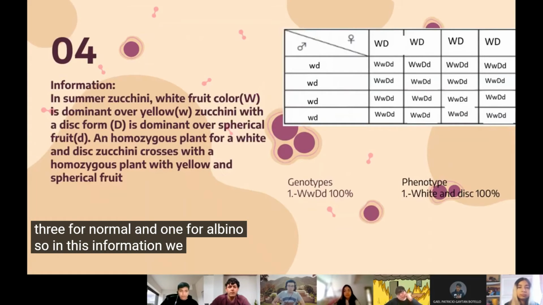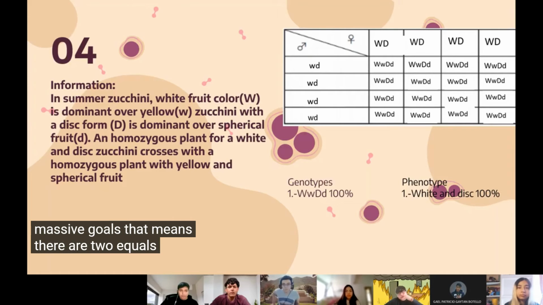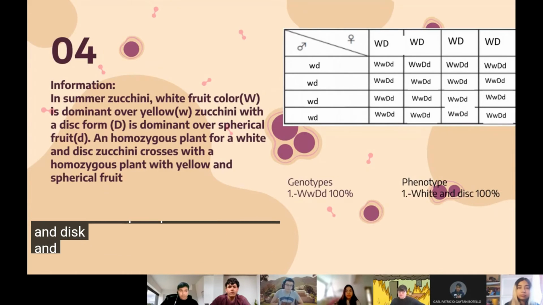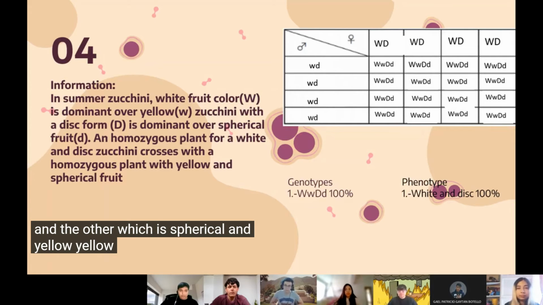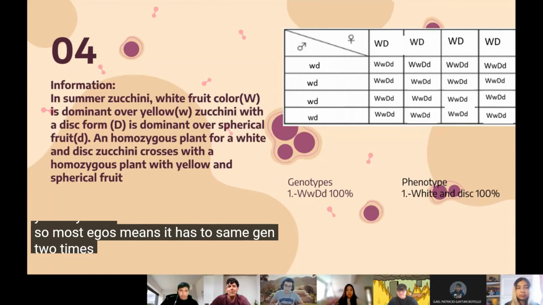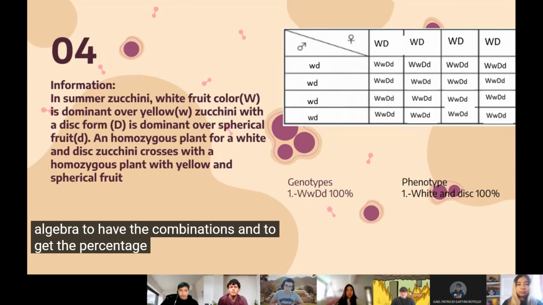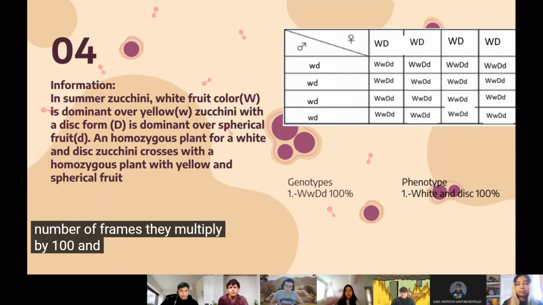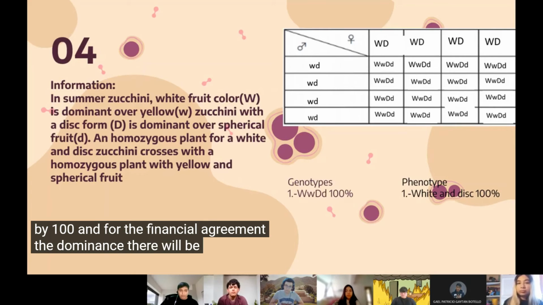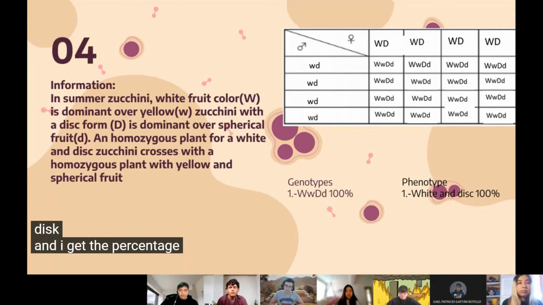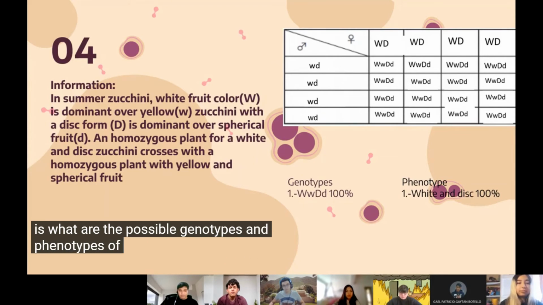So in this information, we have two homozygotes. That means there are two equal pairs, which are white and disc, and the other which is spherical and yellow. Homozygous means it has the same gene two times. What I did to get the combination was to multiply as in algebra to get the combinations and the percentage. For the genotype, I count all the times it appears and divide by the total number of frames, then multiply by 100. And for the phenotype, I grab the dominant variables, white and disc, and I get the percentage. So the question is, what are the possible genotypes and phenotypes of the offspring?